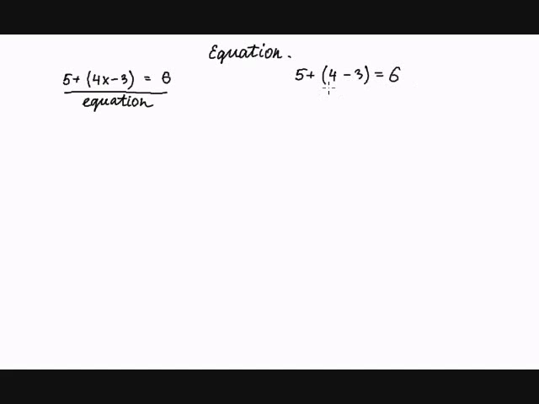So if I simplify this side, I have 5 plus 1 equals 6, and I can evaluate this statement as a true statement. For example, if I had a different equation, let's say I had 5 plus 4 minus 3 equals 7. I simplify this side, I have 5 plus 1 equals 7, and this is a false statement.